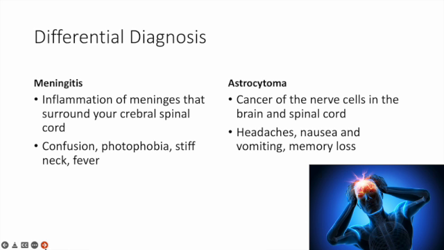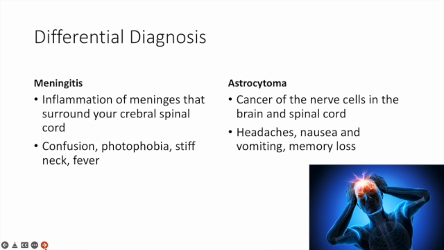Okay, so for the differential diagnoses, this would be meningitis and astrocytoma. You can have viral meningitis or bacterial meningitis, but either way, that is an inflammation of the meninges that surround your cerebrospinal cord, and this comes with a lot of similar symptoms like confusion, photophobia, which is sensitivity to light, stiff neck, and fever, and that's the same for both bacterial and viral meningitis. And then there's also astrocytoma, which is a cancer of the nerve cells in the brain and spinal cord.